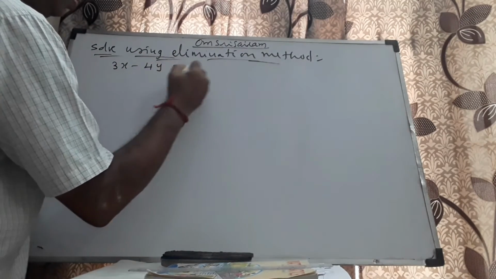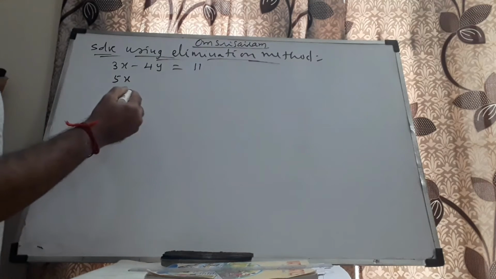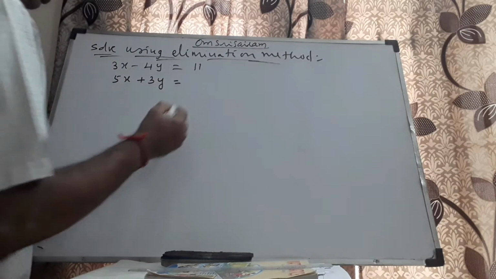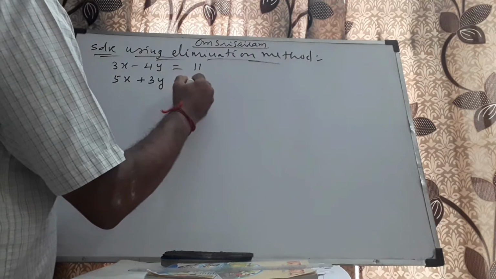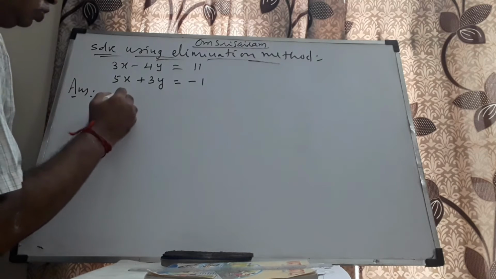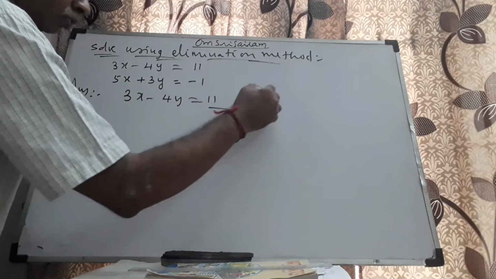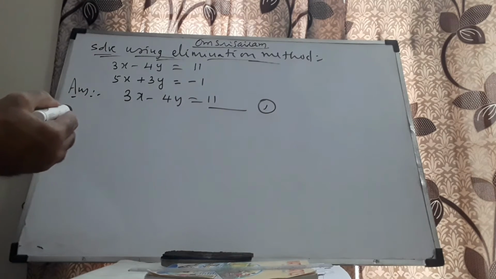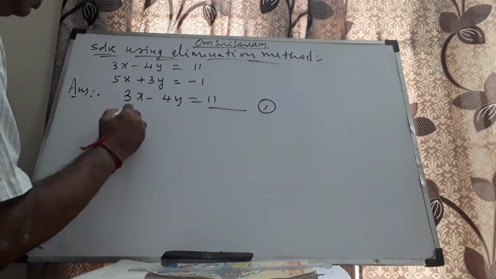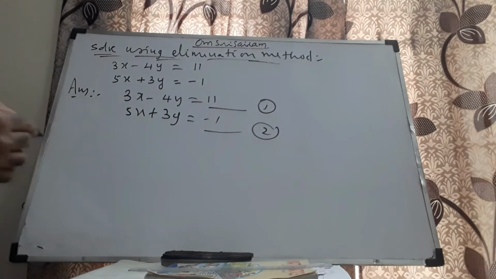3x minus 4y is equal to 11. 5x plus 3y is equal to minus 1. Let us just see how we go about it. 3x minus 4y is equal to 11, equation 1. Next, 5x plus 3y is equal to minus 1, equation 2.